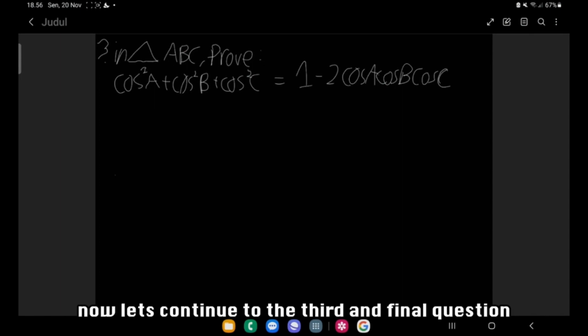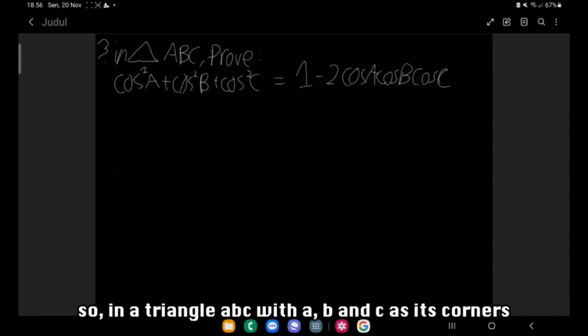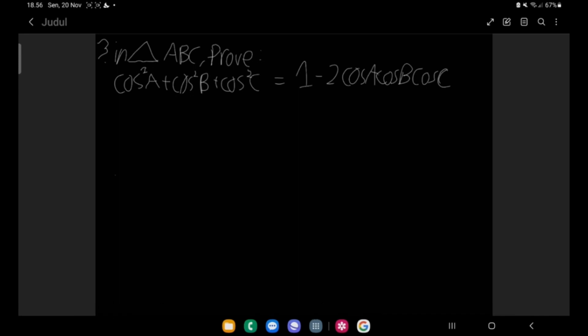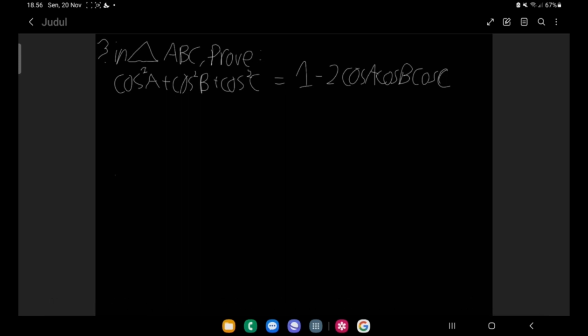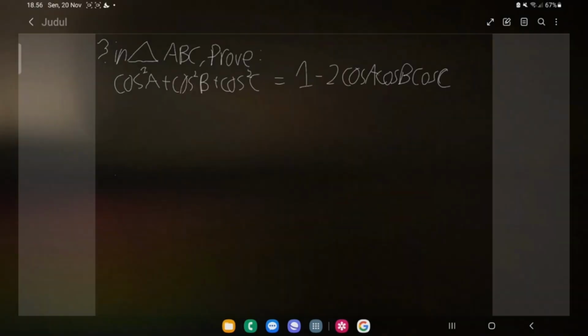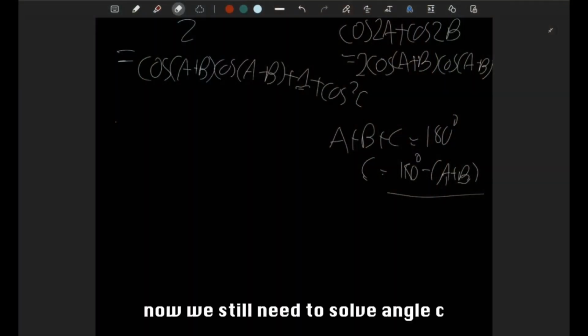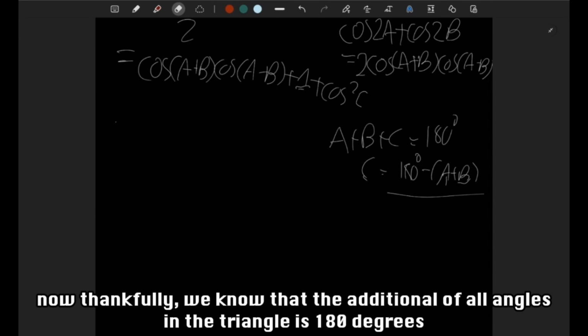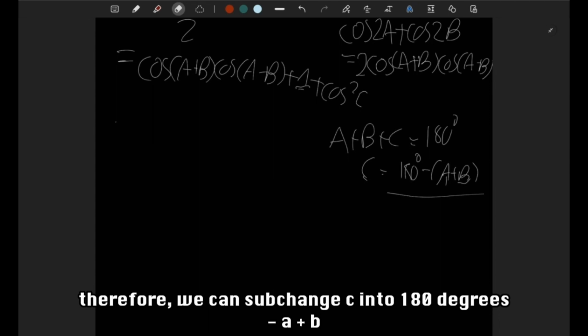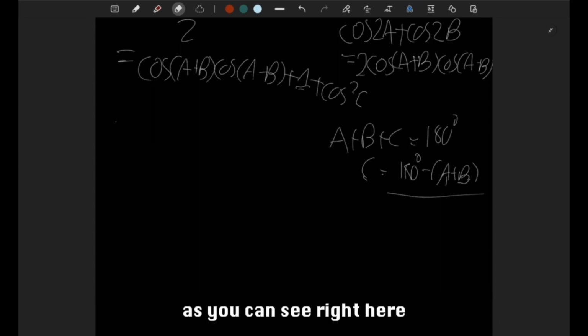Now let's continue with the third and final question. In a triangle ABC with A, B, and C as its corners, we need to prove that cos squared A plus cos squared B plus cos squared C is equal to 1 minus 2 times cos A times cos B times cos C. Now, how do we solve this problem? Now we still need to solve angle C. Thankfully, we know that the sum of all angles in a triangle is 180 degrees. Therefore, we can change C into 180 degrees minus (A plus B), as you can see right here.